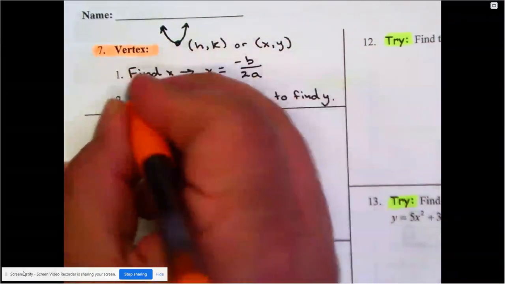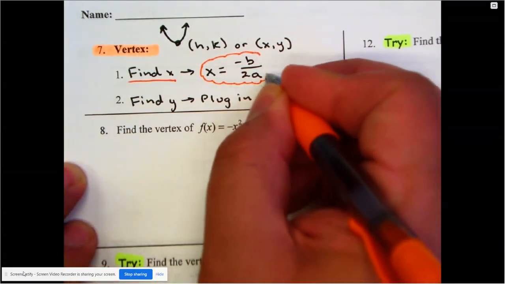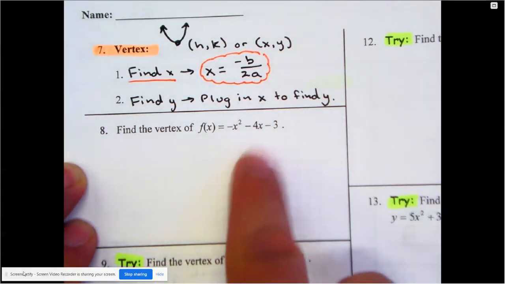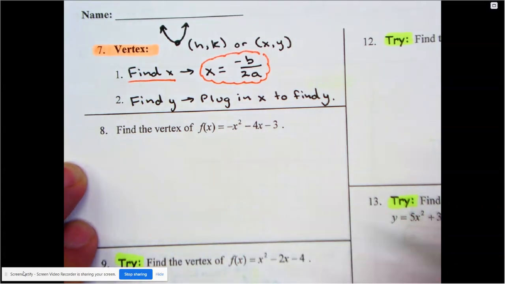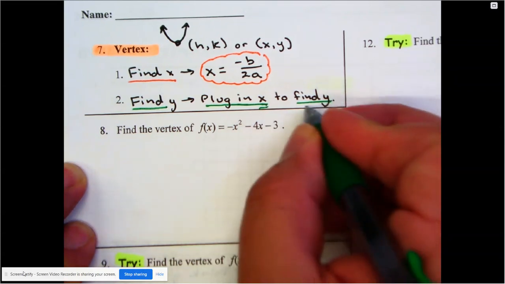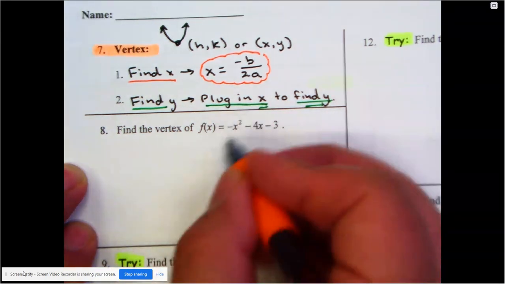To find the x, we use this formula here. Now remember, this is assuming that the equation is in standard form. That's why we're going to show you an example right below with that. And then to find the y values, all I have to do is plug in the x so that I find the y value that goes with it. So let me show you what I mean. This equation here, look at that negative.